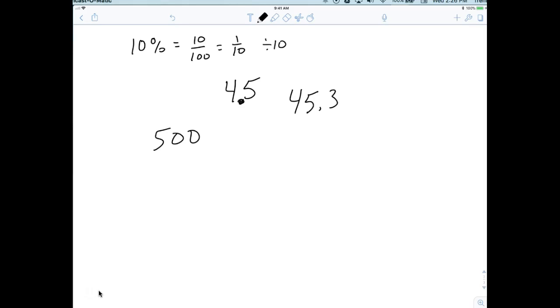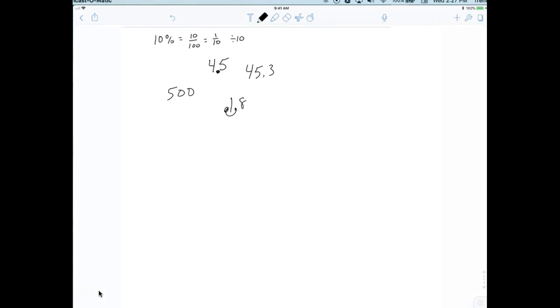All right, if I said the number 1.8, what's 10% of 1.8? You have to do 1.8 divided by 10. What's the rule for 10%? Move the decimal once. So you would move it over here, just once. So it'd be 0.18. That's all.